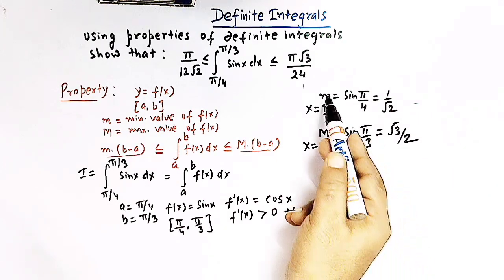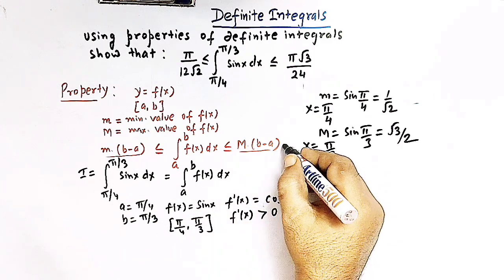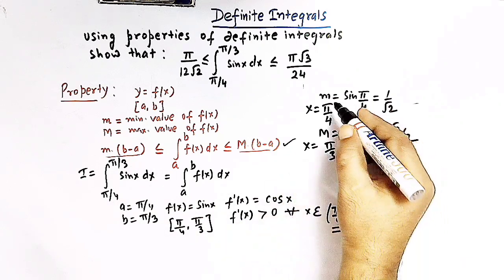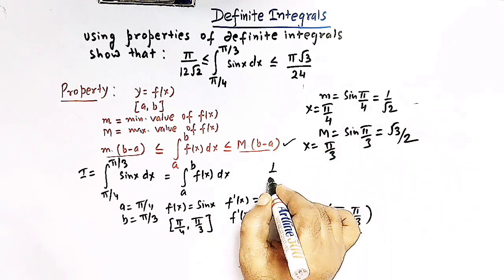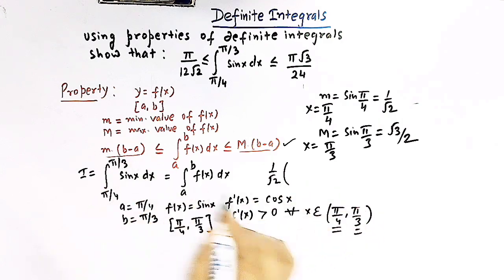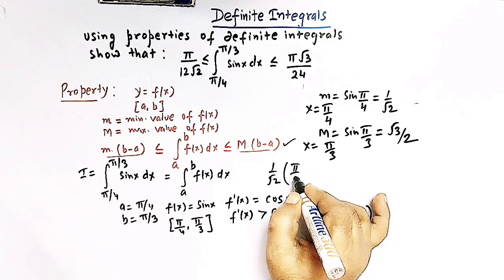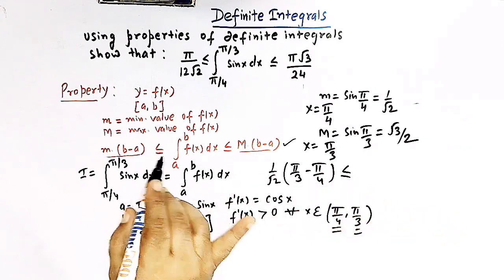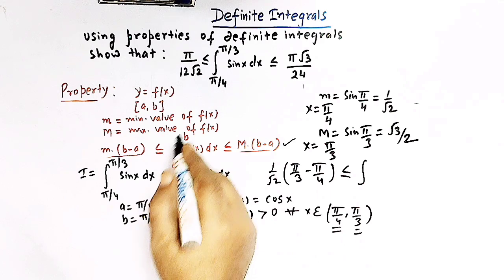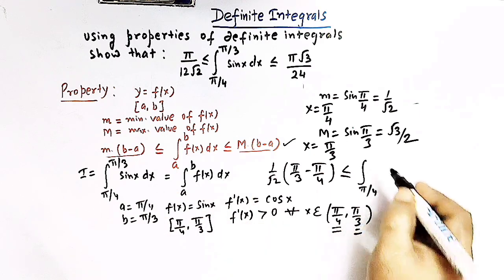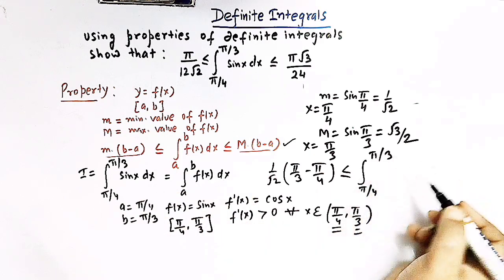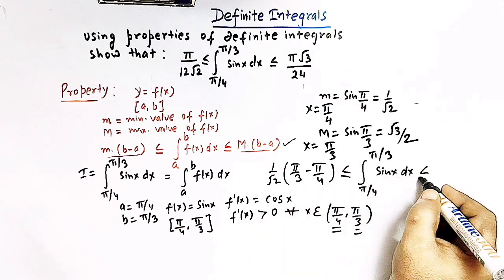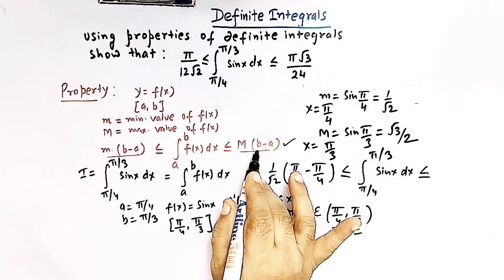So now let us substitute these values in this inequality. Here we have small m times b minus a. Small m is 1 over square root of 2, and b minus a is given by pi by 3 minus pi by 4, and then we have less than or equal to the integral from a to b. Here we have pi by 4 to pi by 3 sine x dx, that is less than or equal to capital M times b minus a.